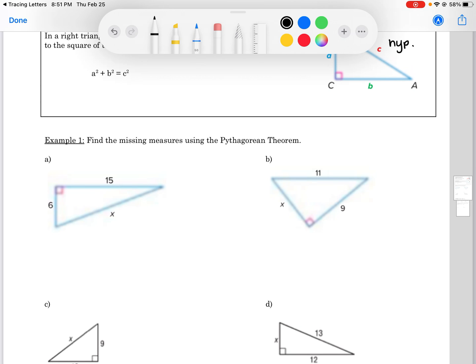So it's always a good idea to label what you're considering a, b, and c. C is always directly across from the 90 degrees. A and B, it doesn't really matter which one's which as long as you have C correct.